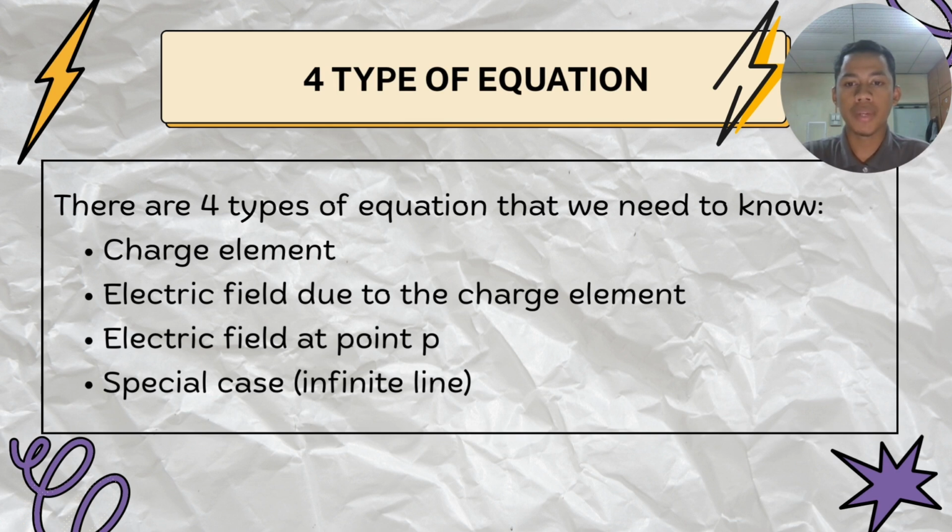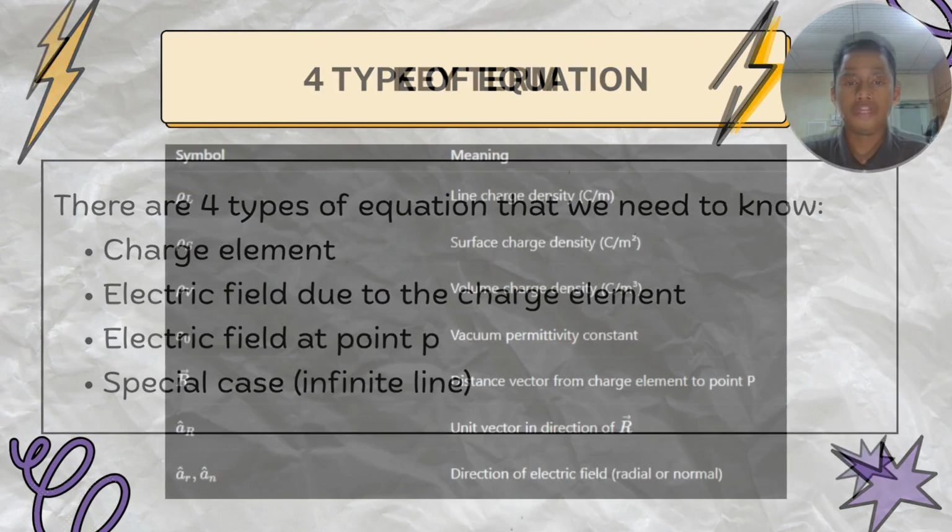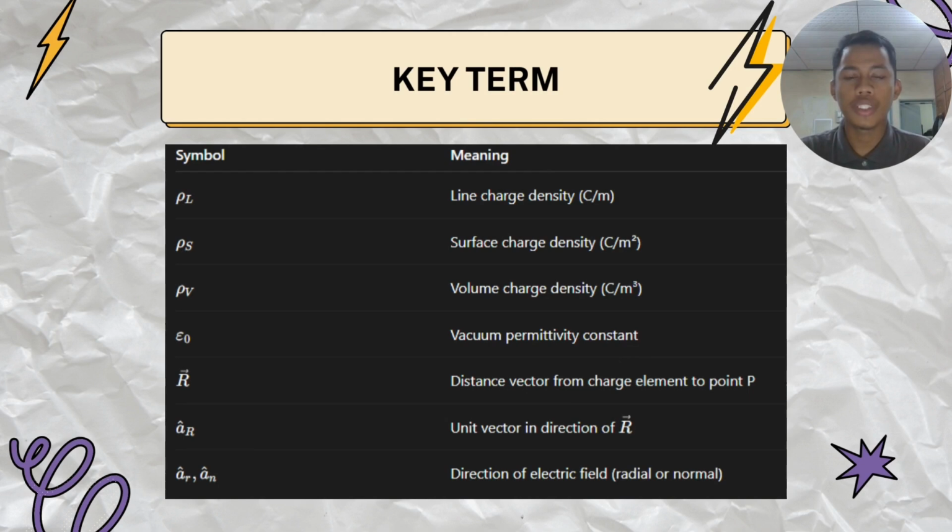First is the charge element, second, the electric field due to the charge element, third is the electric field at point P, and fourth is the special case, the infinite line. Before we continue to discuss all of the equations, let's take a look at these key terms first. It is very important so that we can solve all of the equations. Next, I want to highlight only the important key points in each equation.